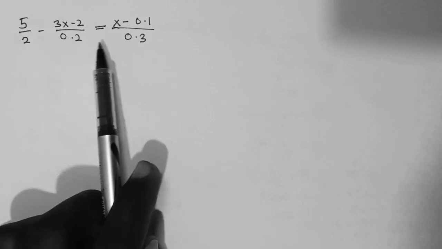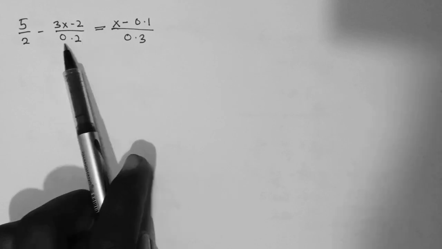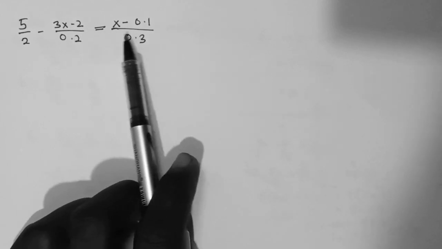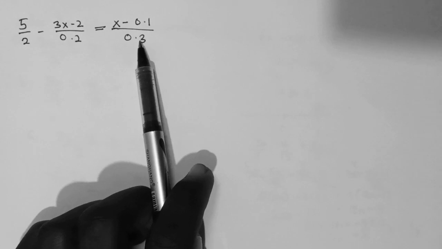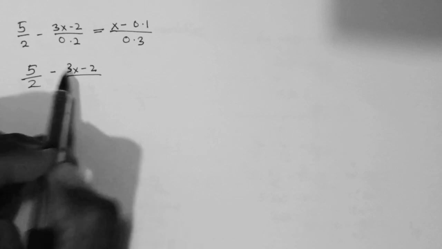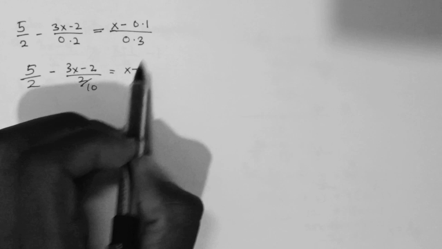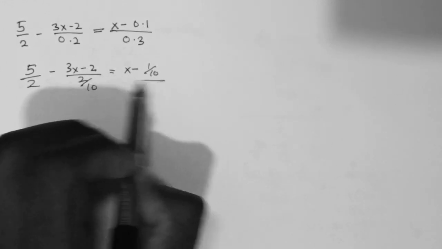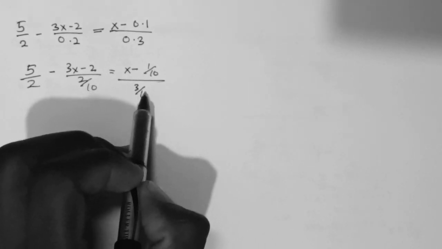So let's solve this equation, which is 5 divided by 2 minus 3x minus 2 divided by 0.2 equals x minus 0.1 divided by 0.3. So what we need to do is to convert these decimals into fractions. So it becomes 5 divided by 2 minus 3x minus 2 divided by 2 over 10, then equals x minus 1 divided by 10 divided by 3 divided by 10.